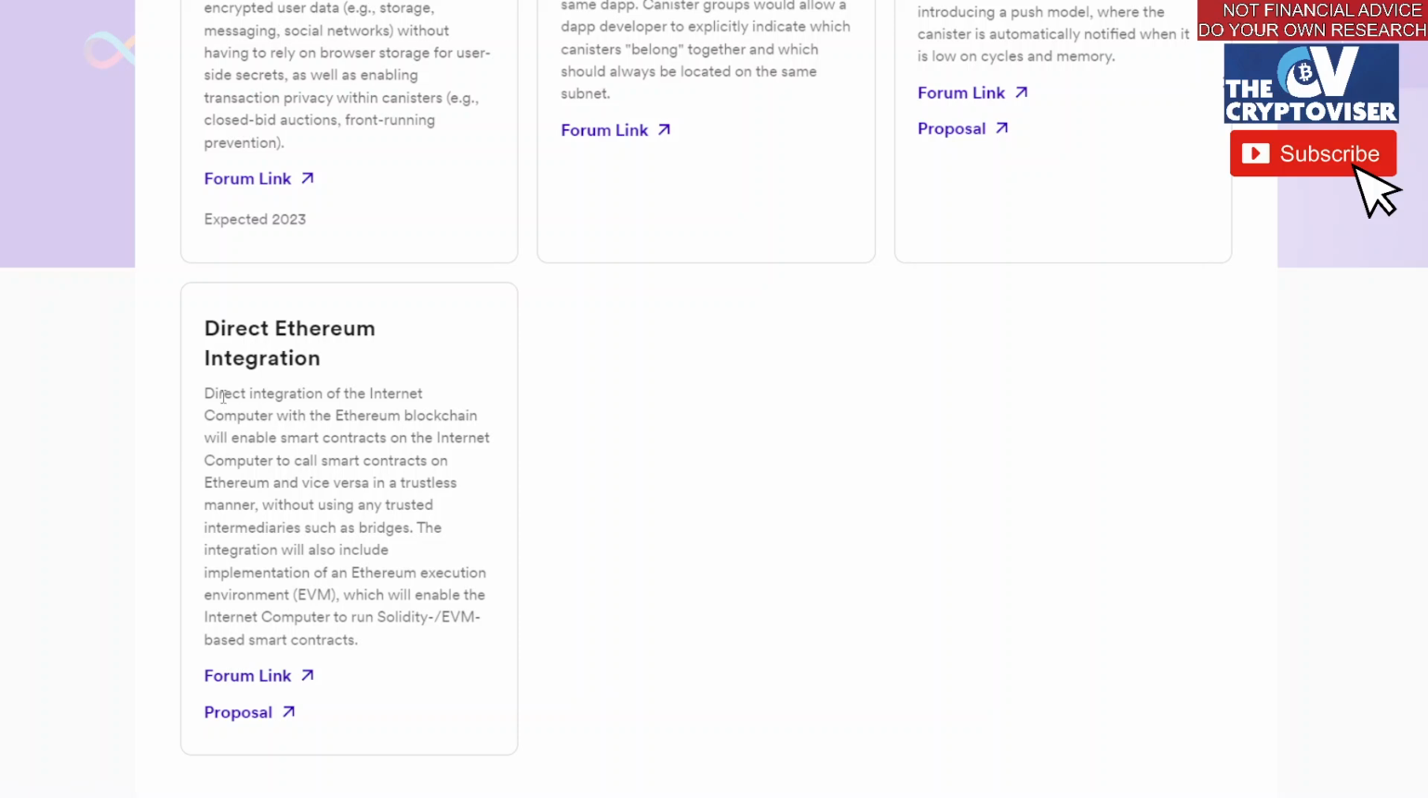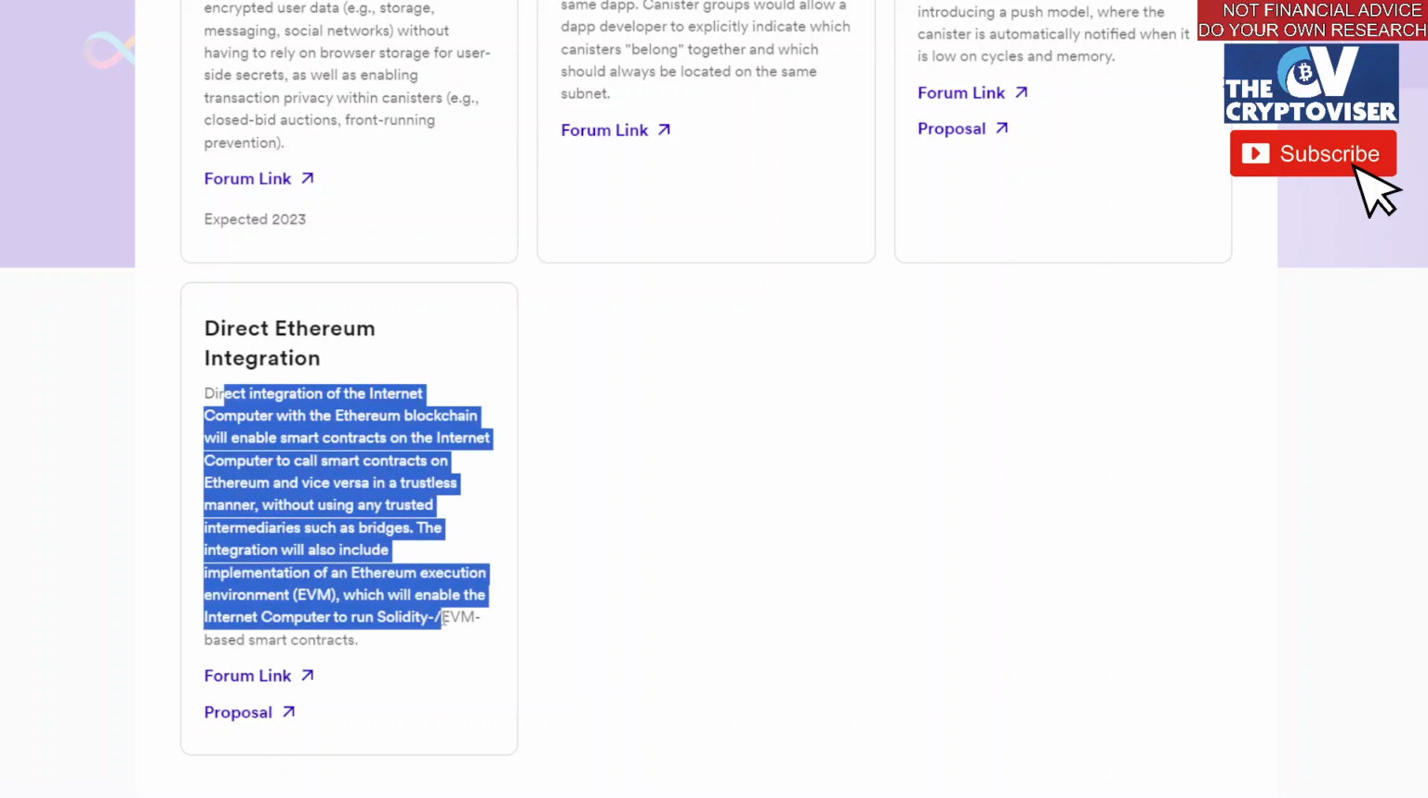Direct integration on the Internet Computer with the Ethereum blockchain will enable smart contracts on Internet Computer to call smart contracts on Ethereum and vice versa in a trustless manner, without using any trusted intermediaries such as bridges. The integration will also have the implementation for an Ethereum virtual machine environment, which will enable Internet Computer to run Solidity or EVM-based smart contracts.